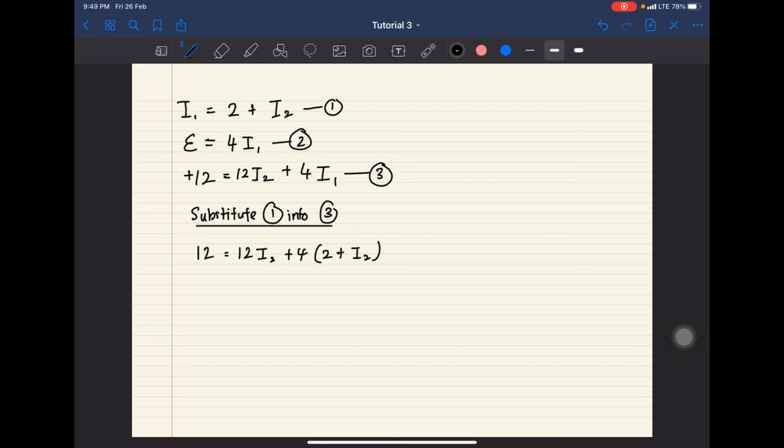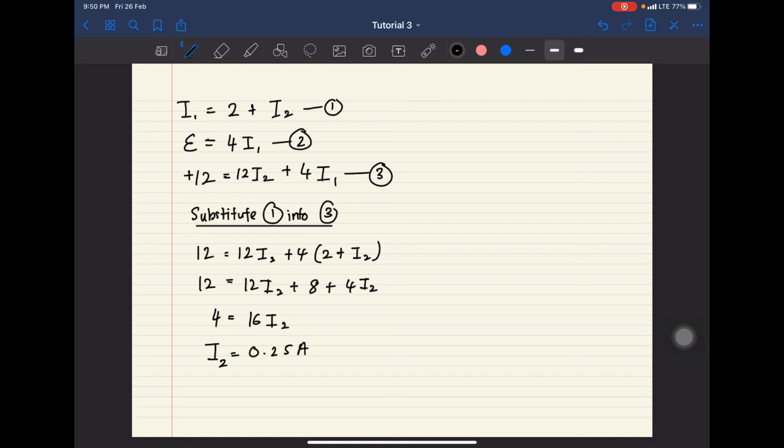Okay, open up the bracket, we'll get 12 I2 plus 8 plus 4 I2. Okay, I can bring the 8 to the other side, so I'm left with 4 equals to 16 I2. So my I2 here is actually 1 over 4, which is 0.25. Okay, don't lose its subscript I2.